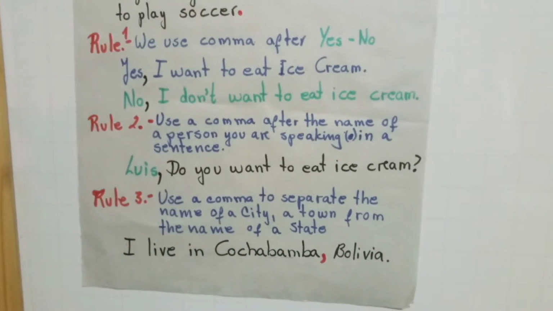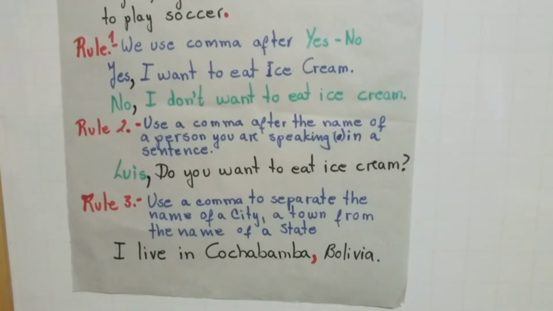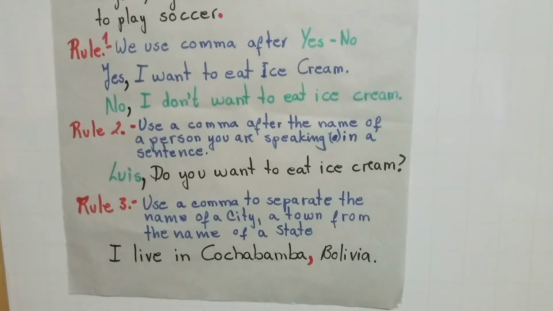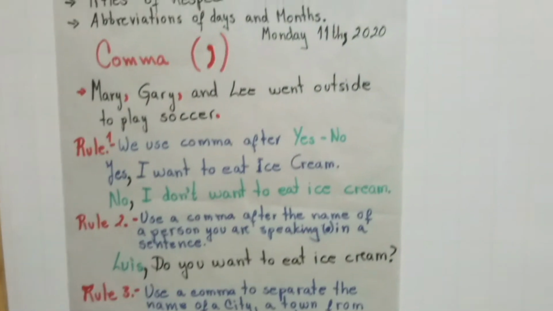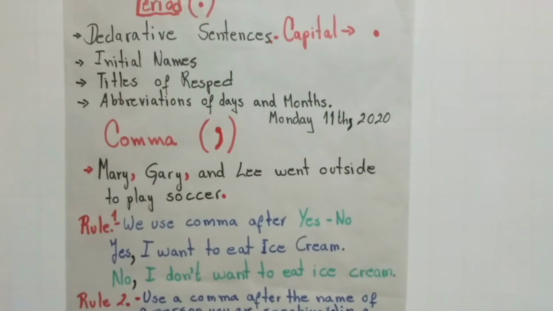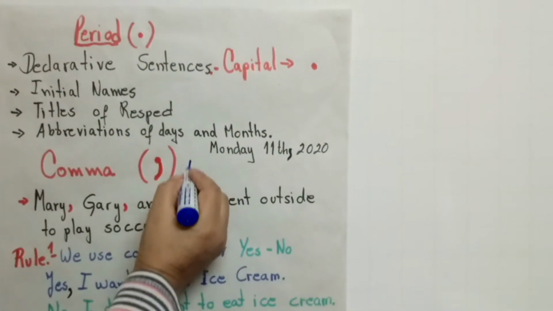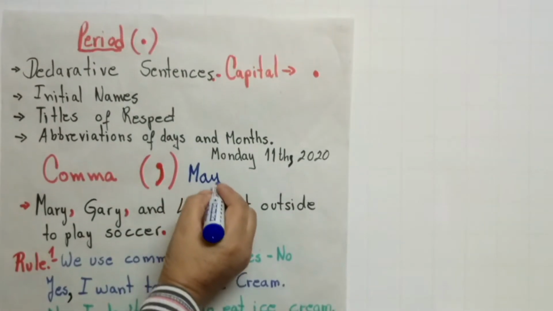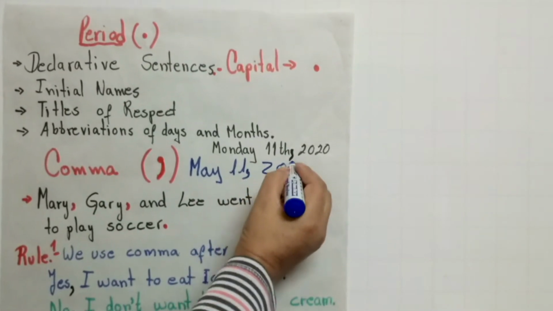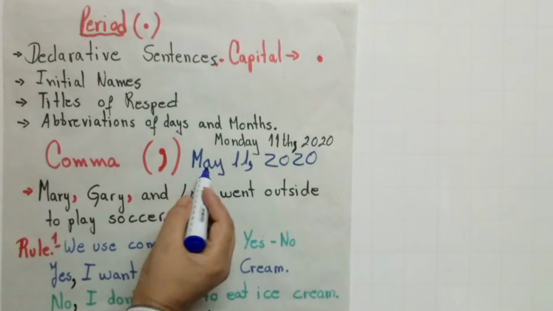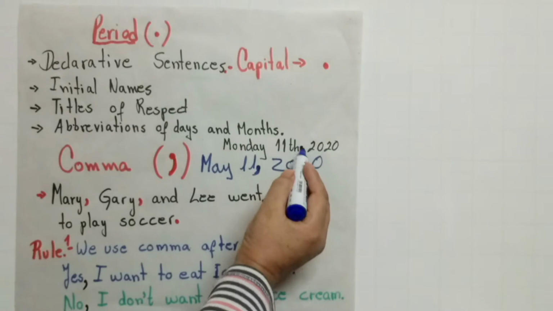And we already learned rule 5, that says, use a comma to separate the parts of a date. Do you remember? For example, if I write it here, let's see, May 11th, 2020. What are we doing? Here we are using May 11, comma, 2020, like here, Monday 11, 2020.